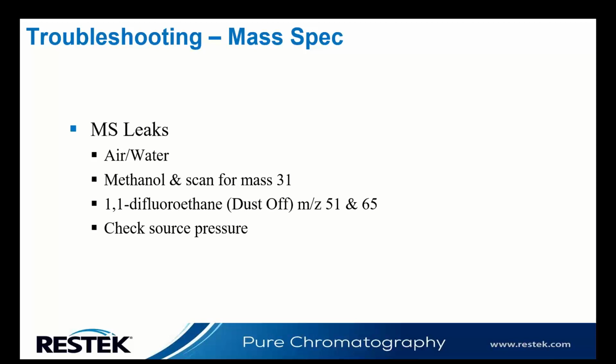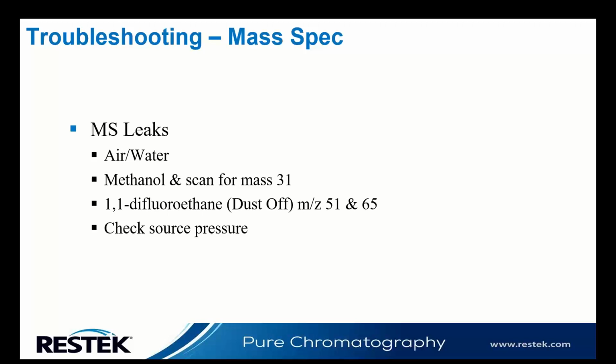So if we're looking at the interface, that is where the column goes into the mass spectrometer, we can scan for 31, but because it's so hot, the response of 31 is pretty low. So, but that is one way you can do it. And then the other one would be to use dust off and scan for mass to charge 51 and 65. And of course, we're also looking at the mass spec source pressure.